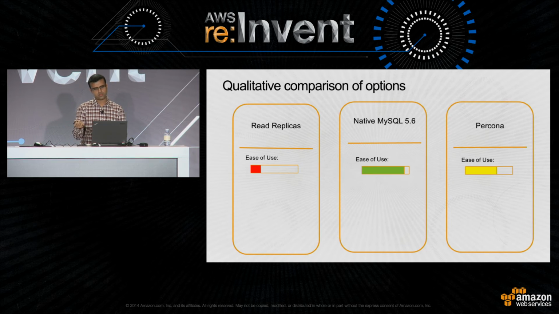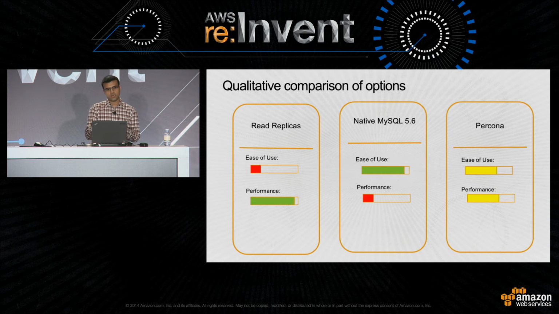So here is a quick comparison between all the three options. In ease of use, read replicas is really difficult given the number of moving parts. 5.6 is the easiest because it's just built in. In terms of performance impact, with read replicas, of course, you're doing it on the read replica instance and not the master, so there's no performance impact whatsoever on the master while you perform this operation. So it's better if performance is the most important to you. And the native 5.6 option relatively comes last.